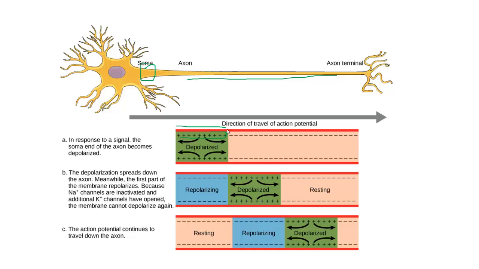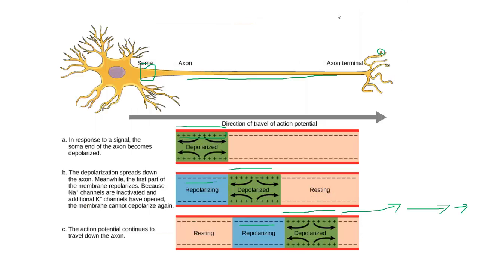Now once this happens, this area becomes repolarized, and as this area is repolarizing, the temporary reversal of charges moves on here. Once this becomes depolarized, the reversal of charges moves on here, and the temporary reversal of charges moves all the way down the length of the axon until it reaches the bump at the end of the axon terminal, which is called the synaptic end bulb.